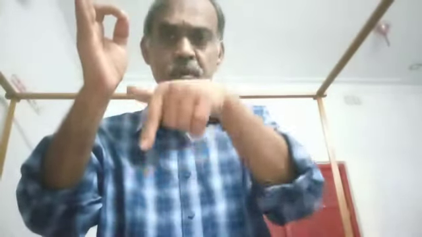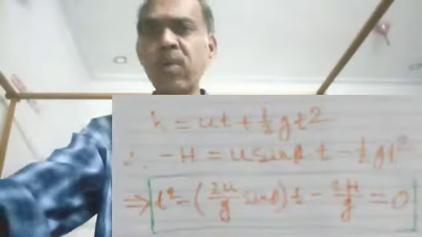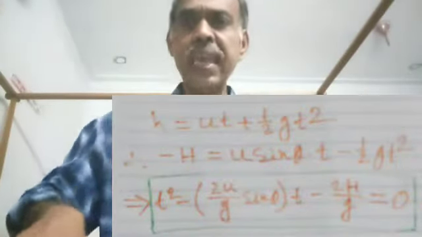So, here, what is the vertical displacement? Here, the vertical displacement is minus capital H. Why minus? Because initially the velocity was in the upward direction and the displacement is in the downward direction. What is the direction of capital H? It is downward. Therefore, they are opposite to each other, so we have to write H with a minus sign.